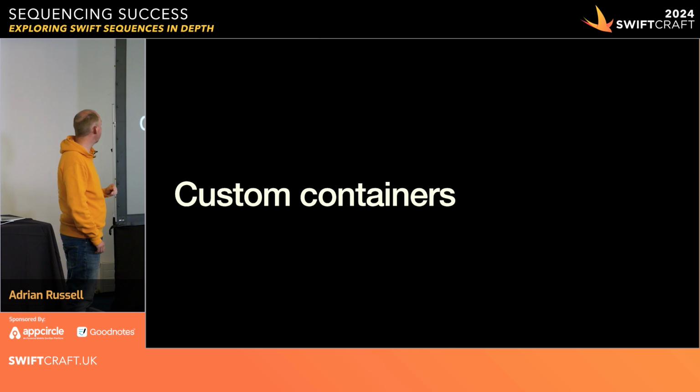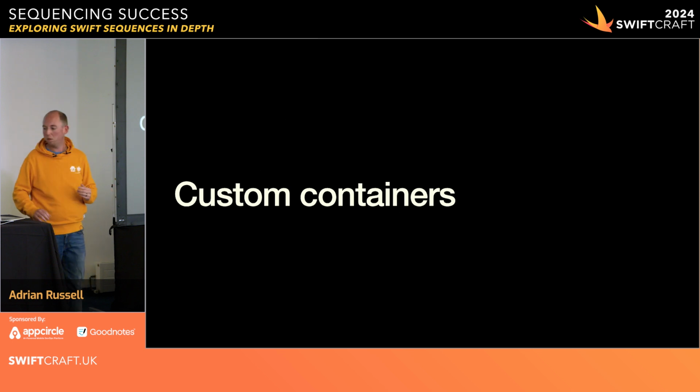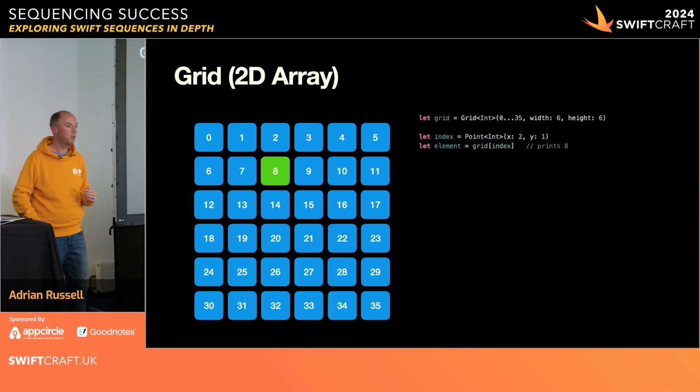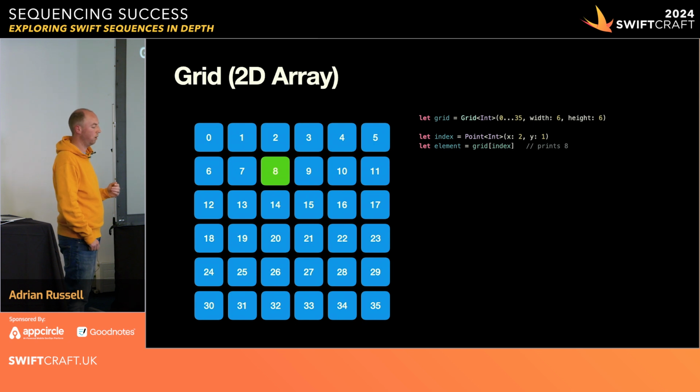We're going to quickly make a container. So we're going to make one from scratch. We're going to make a 2D grid and show how we can make collections that are useful to us. So a 2D grid is just a 2D array. We've got the idea where we're specifying a width and a height for our grid, and we can access things through a point with an XY coordinate. So (2, 1) is 8 in this example.